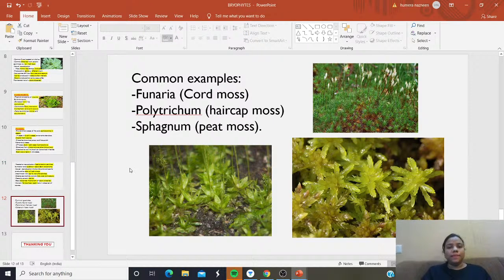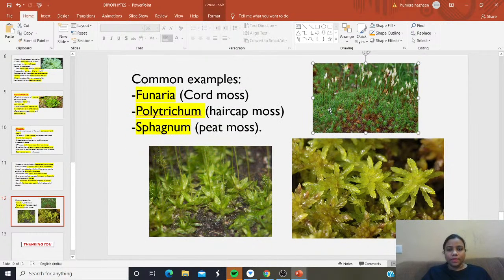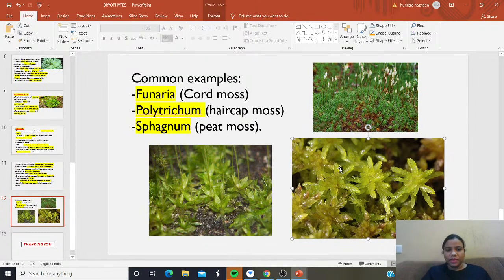What are the common examples of these mosses? We have Funaria, which is called cord moss, Polytrichum, the haircap moss, and Sphagnum, which is peat moss. Here we have the diagram. This is Funaria, this is Polytrichum, the haircap, and finally this is Sphagnum, the peat moss. Peat has been used as fuel since a long time.